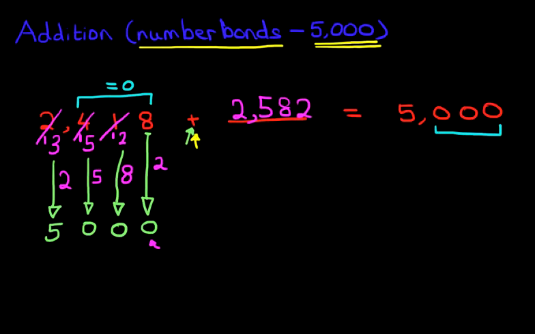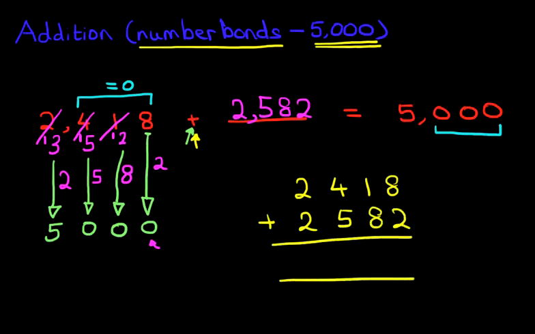Now just to double check, let's see if it does equal that. 2,418. And this is a useful exercise to see if you've got it right. Plus 2,582. So those are our two numbers. If we've done this right, these should equal 5,000.